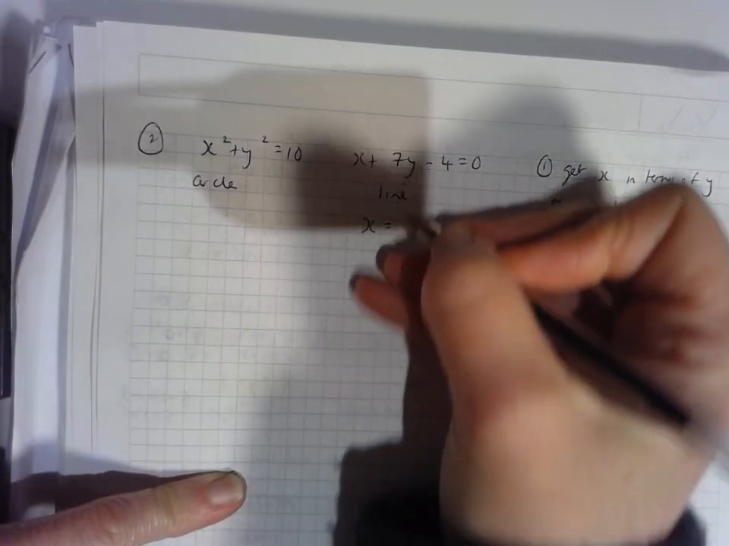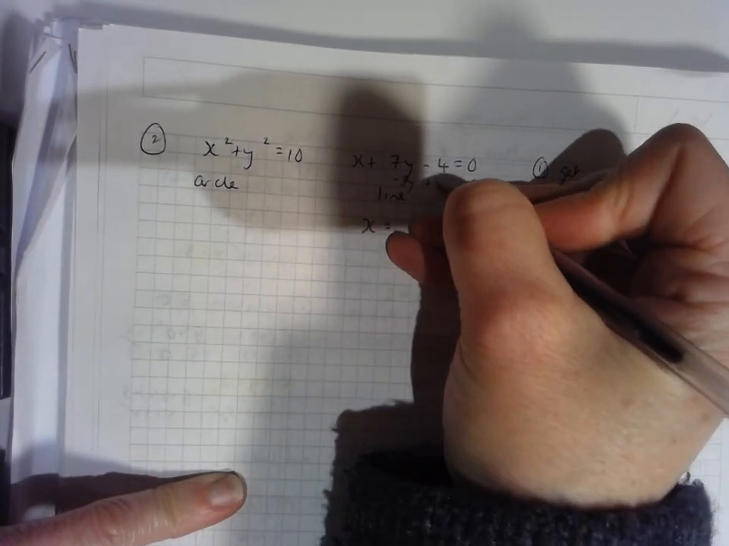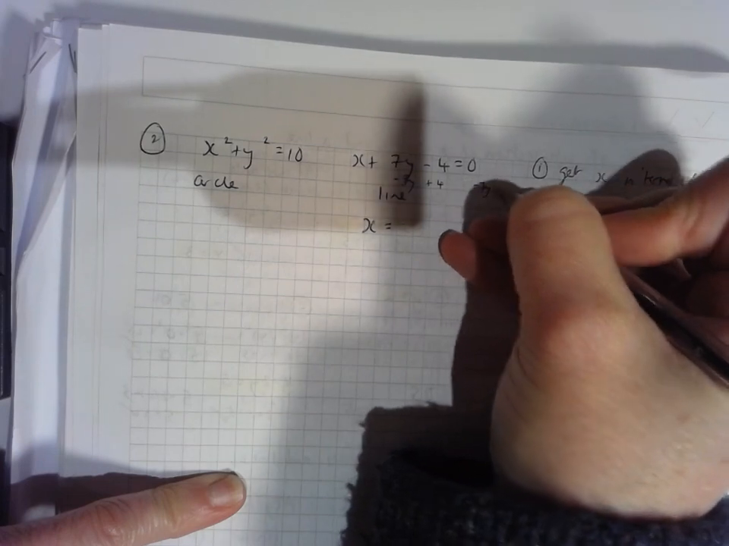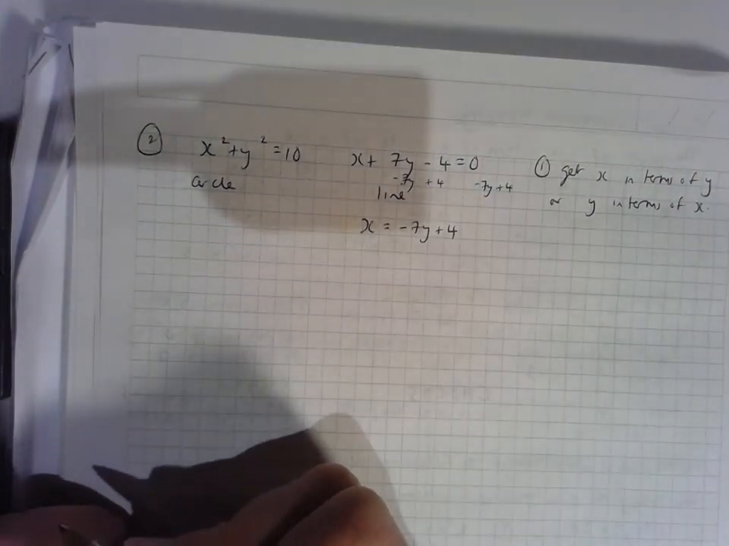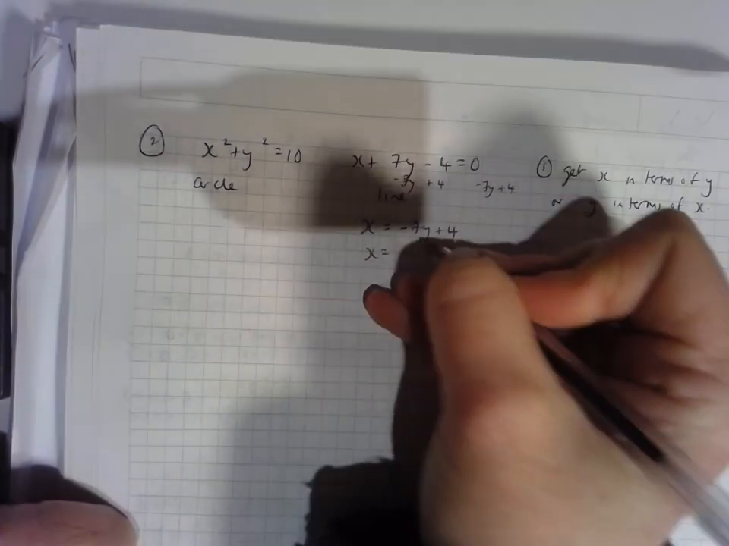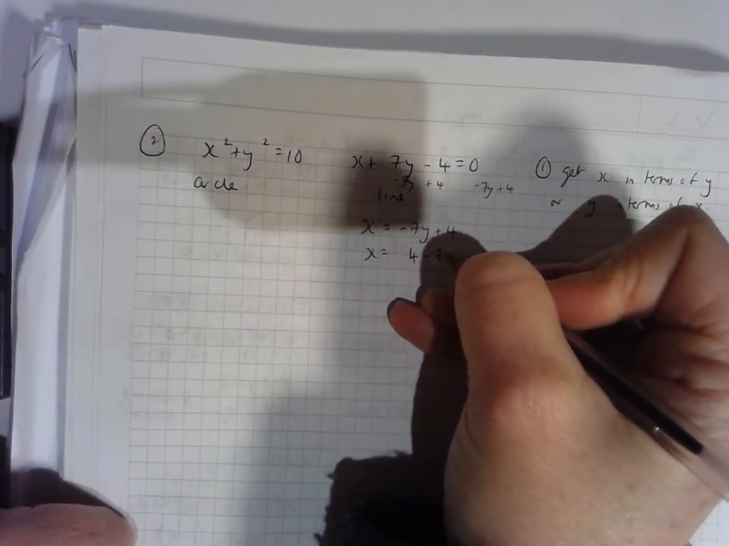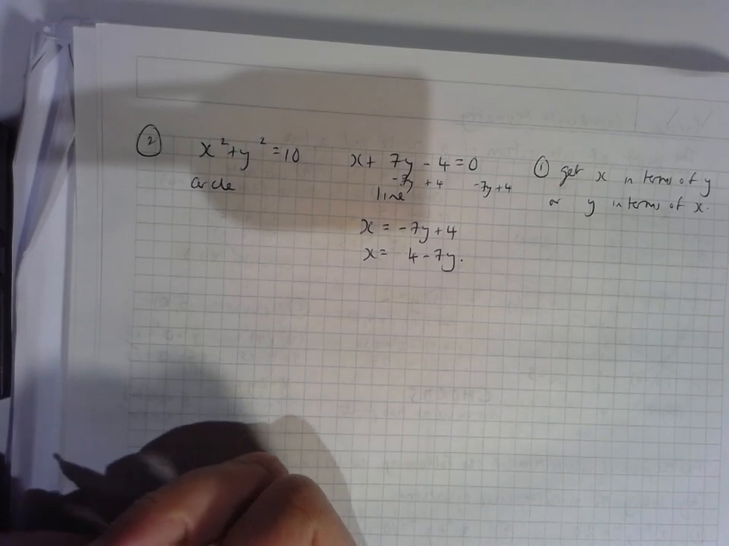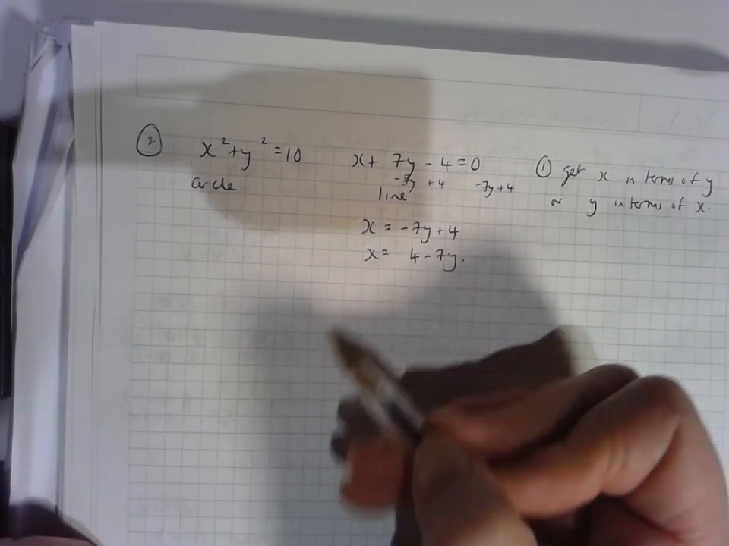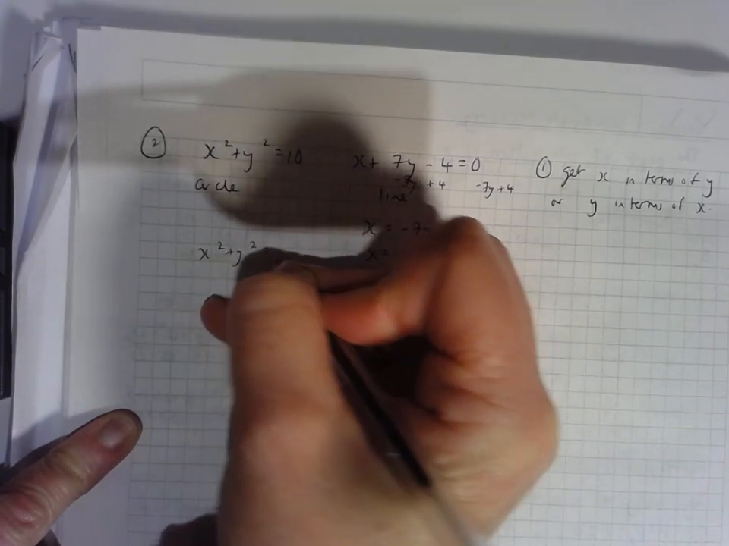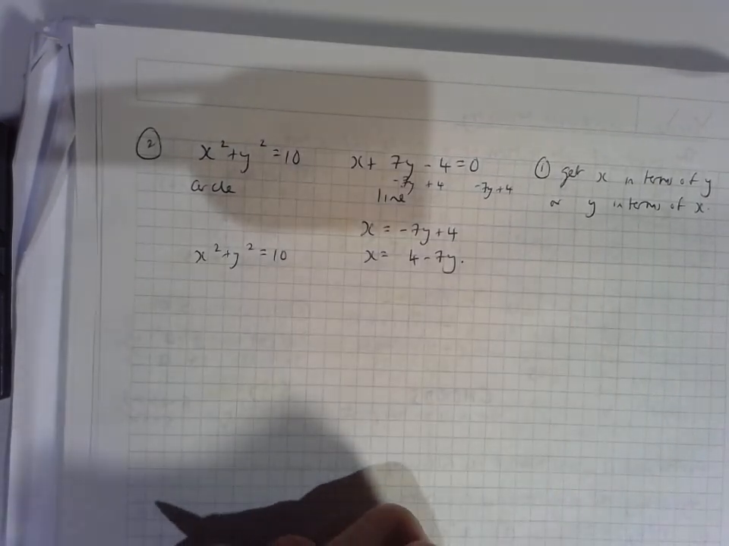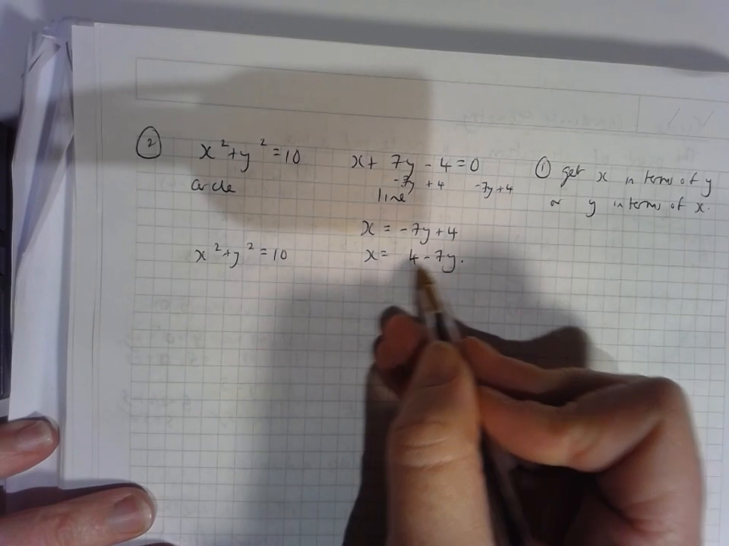I'm going to subtract 7y and add 4 to both sides. So what I have is x is equal to minus 7y plus 4. Actually, that's a bit clunky for using in a minute, so I'm going to rearrange it. So x is equal to 4 minus 7y. I've just changed the order. So I have this, and I have x squared plus y squared equals 10. So what I'm going to do is substitute this, x equals 4 minus 7y.